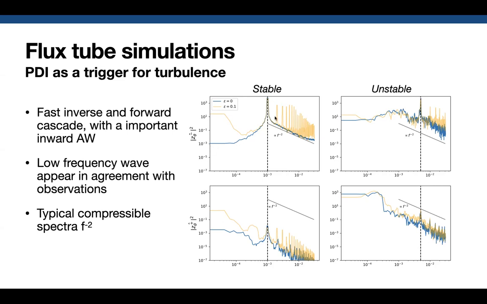Whereas when the case is stable, we have essentially a monochromatic input. These spectra are actually made at 10 solar radii, so it's already after some propagation in the solar wind. And we also have inward Alfvén waves, but at a much lower level than in the unstable case. And so, as I said, we create a fully developed spectrum, which has a typical compressible slope of f to the minus 2.